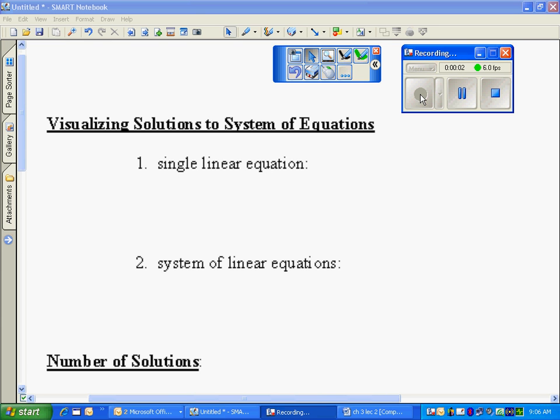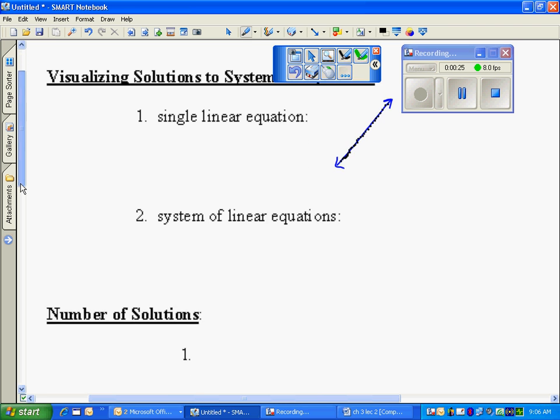To visualize a solution to a system of linear equations, we're going to have to draw a picture. So when we go back and just look at a single linear equation, linear means it's a line. If this is a single linear equation, every spot on here is a solution. That's why it forms a line, because there's infinitely many ordered pairs, x's and y's, on that line.